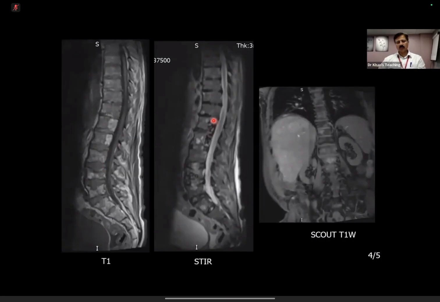And on a STIR sequence, there is a bit of chemical shift here. And so this was metastasis. And on the scout also, you can see high signal on T1. Within the liver, you can see all of the lesions. Within the spine, you can see this high signal. This is a fat saturated scout. So this is melanoma metastasis.